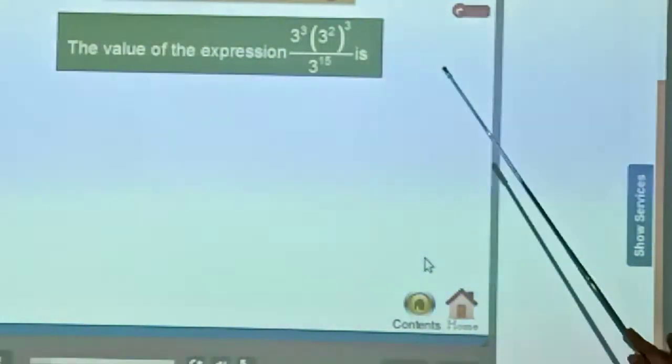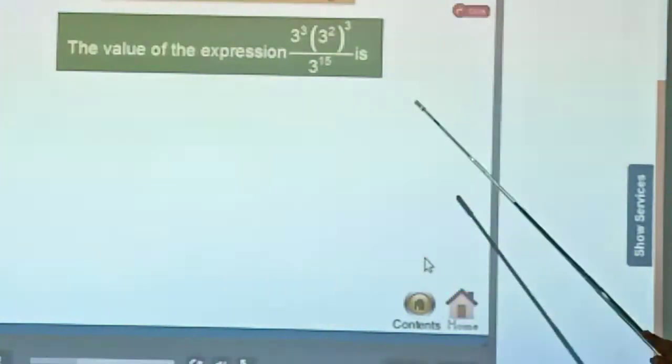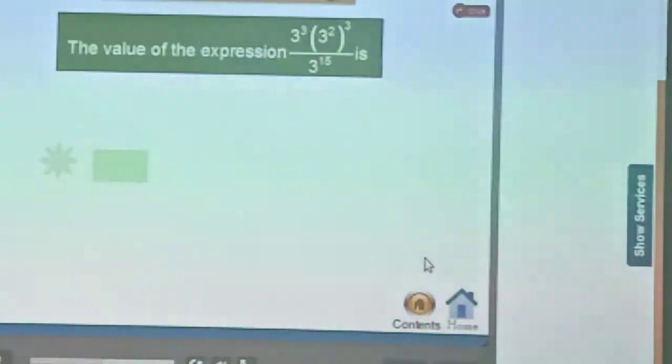One more example to find out the value of the expression: 3 raised to the power 3, and within brackets 3 raised to the power 2 over power 3, and upon 3 raised to the power 15.